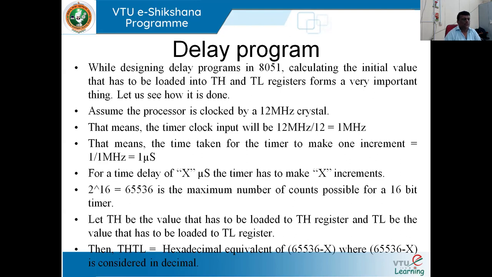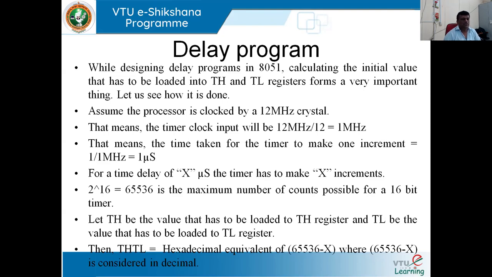First and foremost, we need the clock frequency of the microcontroller. As we all know, microcontrollers come with different clock frequencies. For this case, let us assume that the clock frequency is 12 megahertz. With this 12 megahertz, we need to calculate the timer clock input. That is 12 megahertz divided by 12, which comes to 1 megahertz. So the clock input is 1 megahertz.